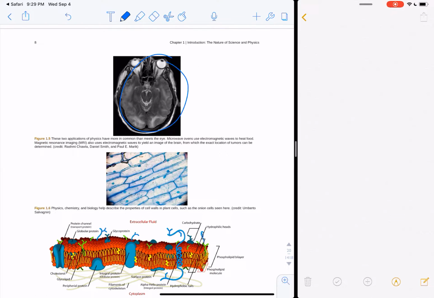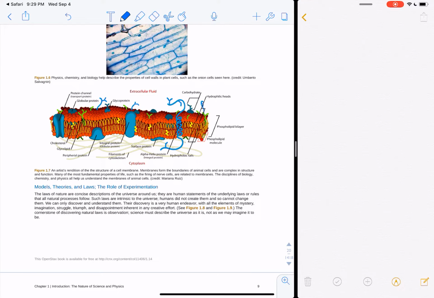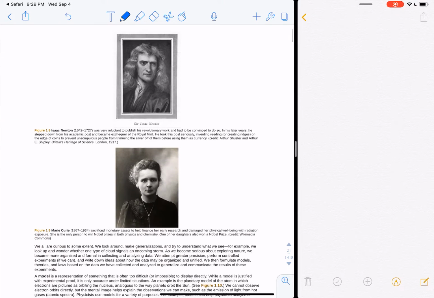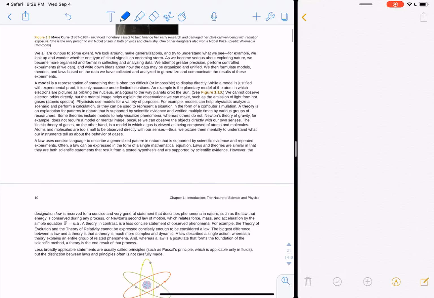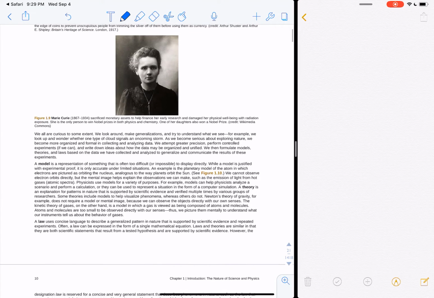An MRI allows you to look inside a person, microscopes look inside a cell, see how everything works. Okay, models, theories, laws, and experimentation. So there's a little bit of history here. Marie Curie is probably one of the most famous scientists, physicists, in the last 100 years or so. Read about her, she's pretty cool.